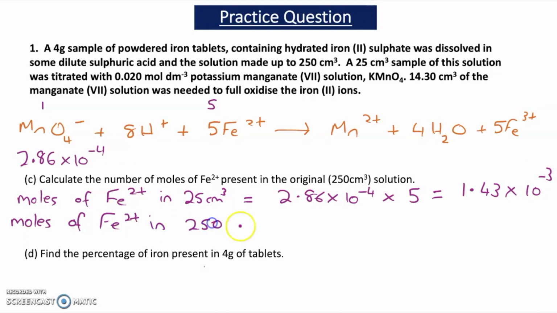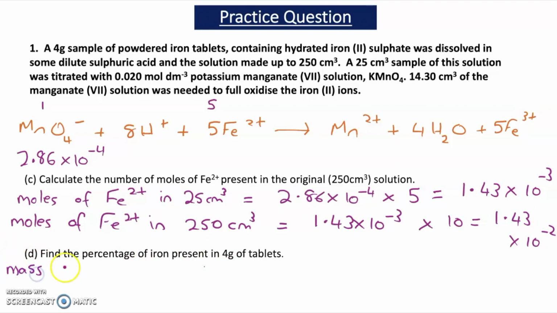Now this is the moles of Fe2+ in 25 cm³, but remember the original sample was 250 cm³, because 25 cm³ samples were removed from the 250 cm³ original sample. So to work out the moles of Fe2+ in 250 cm³, I simply times the moles of Fe2+ in 25 by 10, and this comes out to be 1.43 times 10 to the minus 2.